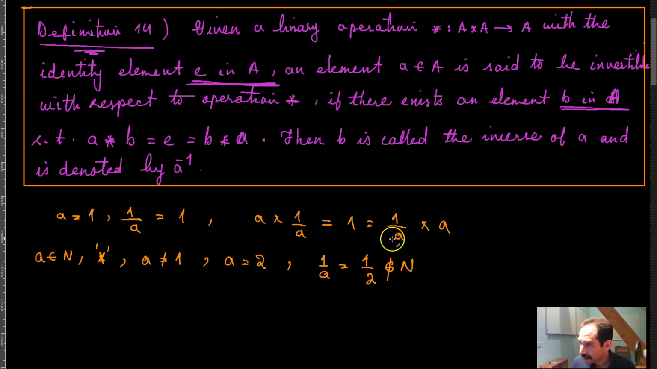So then of course you can say that 1 divided by a is not the inverse of a for the multiplication operation on N, simply because 1 divided by a does not belong to N in the first place, so it cannot be the inverse of a with respect to that operation, right?